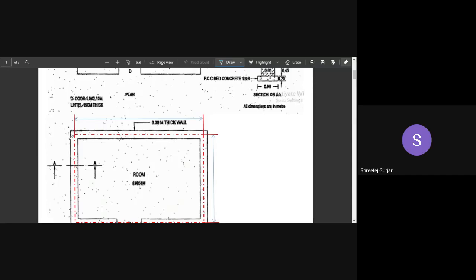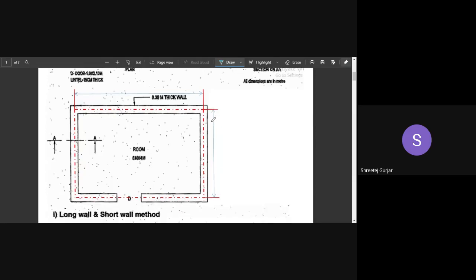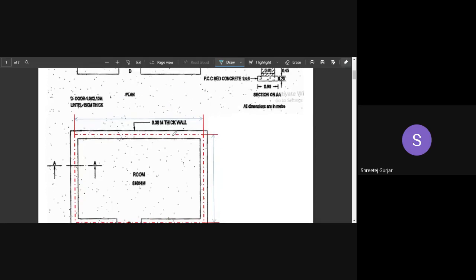If the total length was involved, I would have calculated it till here, from here to here, end to end. But now we are dealing with center line only. So we will be calculating the center to center length of this wall. So I need the center to center length, or the center line length, of my long wall.